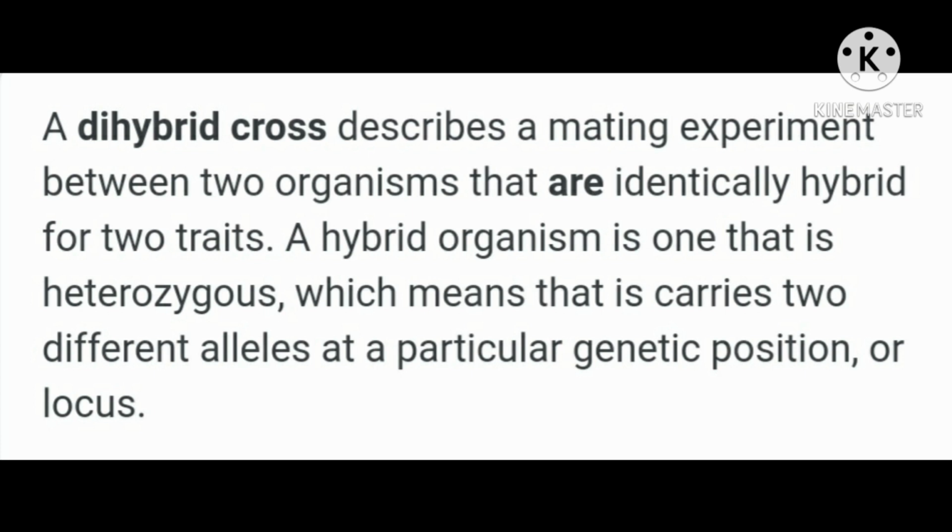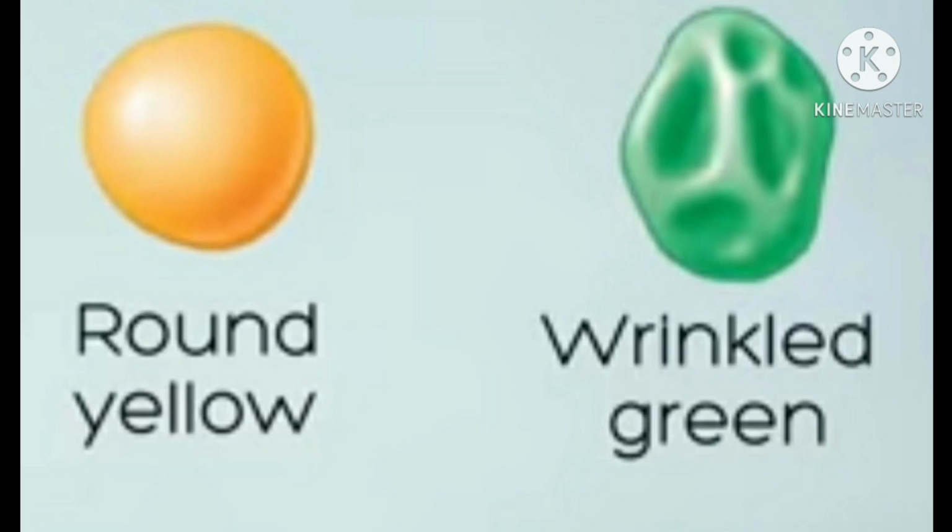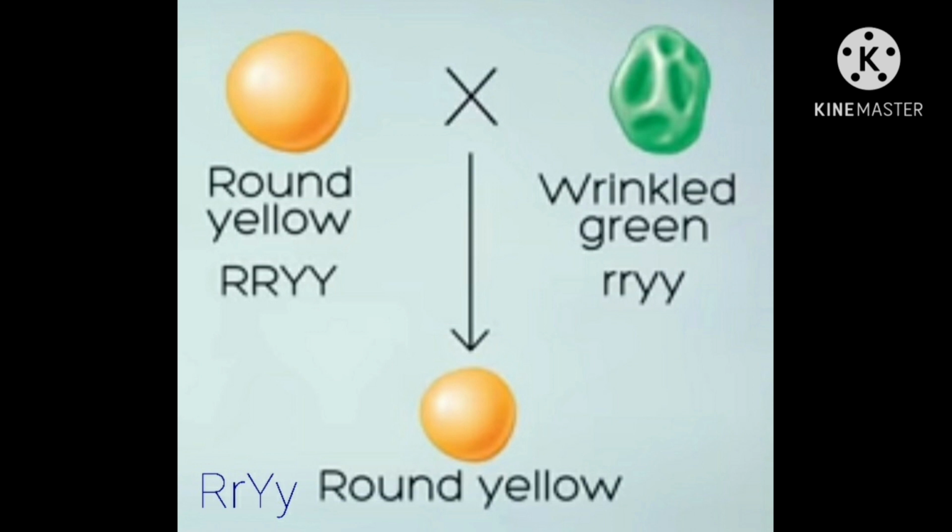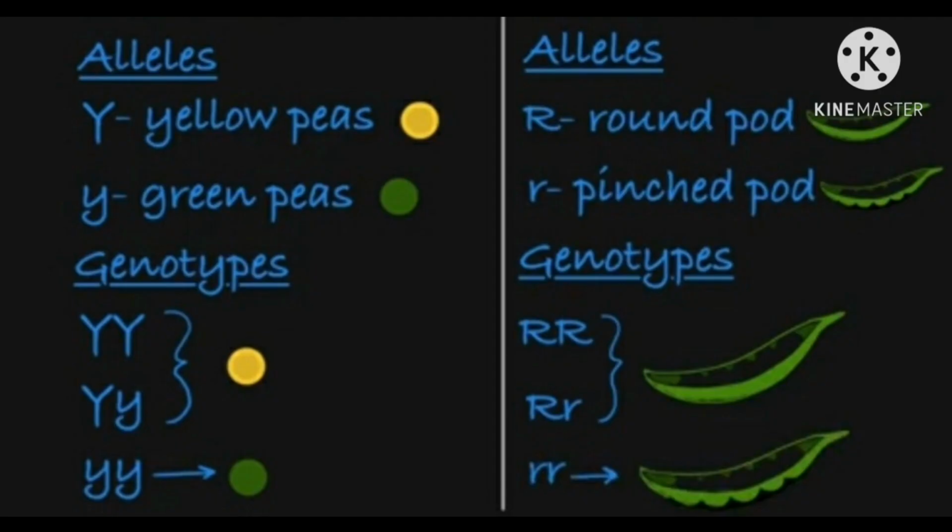Mendel extended his work by a cross in which plants producing round and yellow seed were crossed with plants producing wrinkled and green seeds. In first generation, that is F1 generation, all plants were yellow and round seeded. It suggests that yellow is dominant over green and round seed is dominant over wrinkled seed.